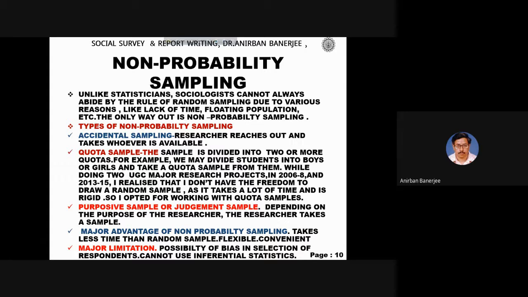Purposive sample or judgment sample. Depending on the purpose, the researcher takes a sample.